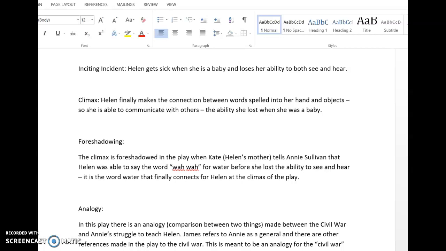So she gets that ability that she lost in the inciting incident of being able to see and hear sort of back, not like she isn't able to see or hear, but she's able to at least communicate with other people.